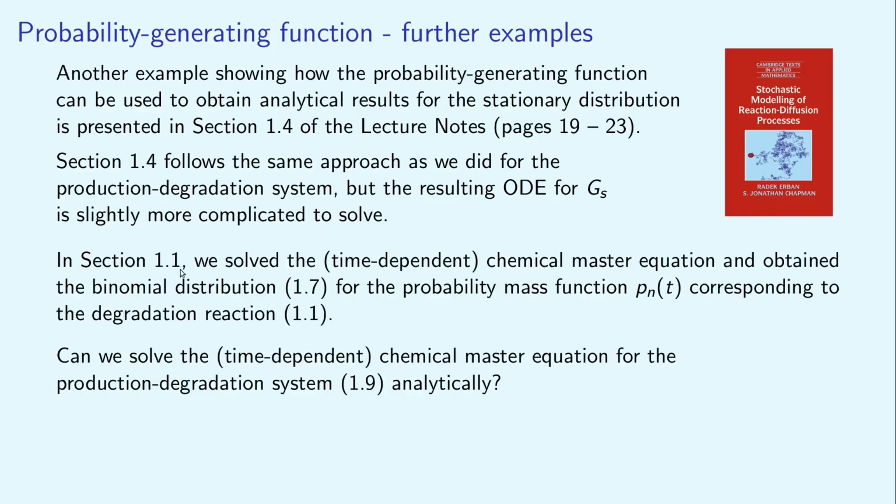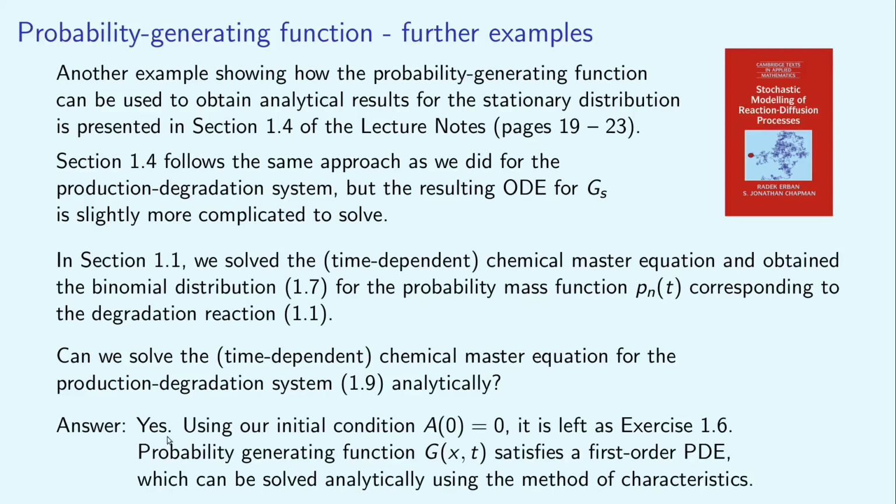In section 1.1, we solved the time-dependent chemical master equation and obtained the binomial distribution 1.7 for the probability mass function P and T corresponding to the degradation reaction. For the production degradation system, we have so far only analyzed its stationary properties. So the next question is, can we solve the time-dependent chemical master equation for the production degradation system analytically? The answer is yes. The solution will of course depend on our initial condition.